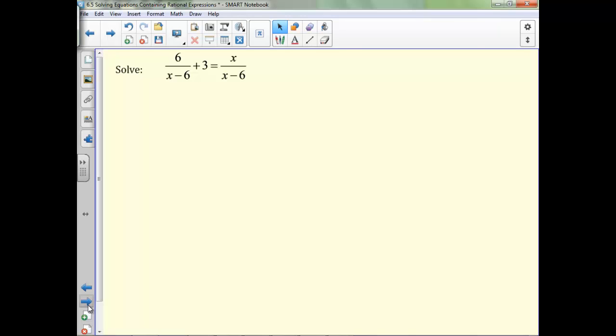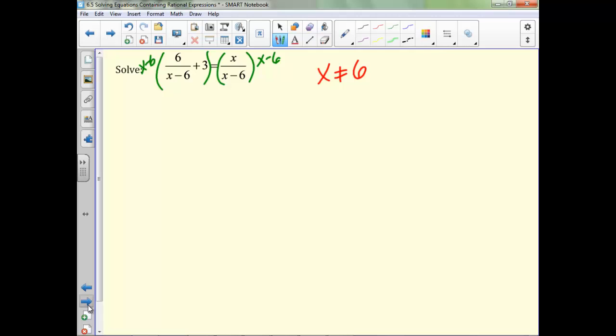Now on this one, notice x cannot be positive 6, because that was what would make our denominator 0. Our common denominator would be x minus 6. So over here, these will cancel, and we're left with 6. Then we'll have 3 times this x minus 6. These will cancel on the right, and we're left with x.